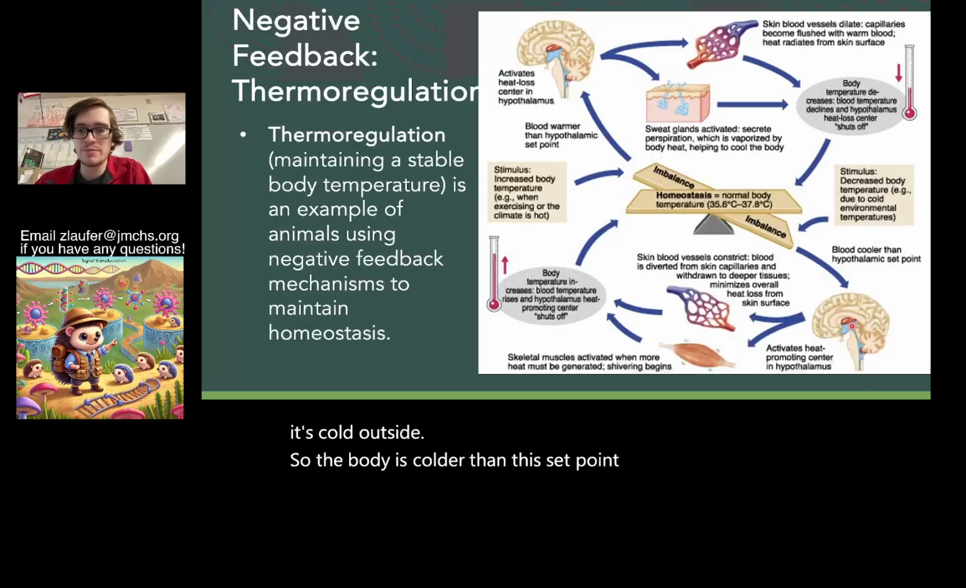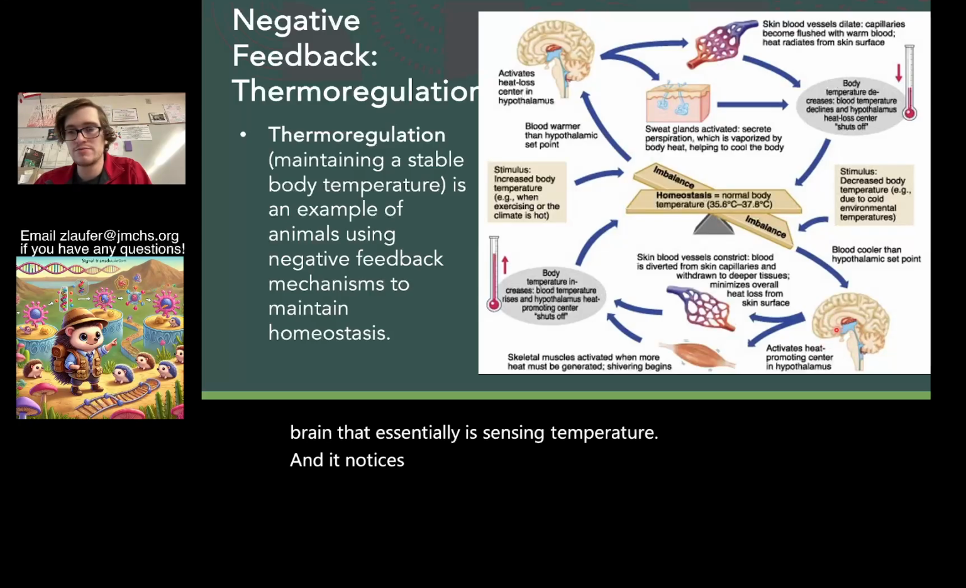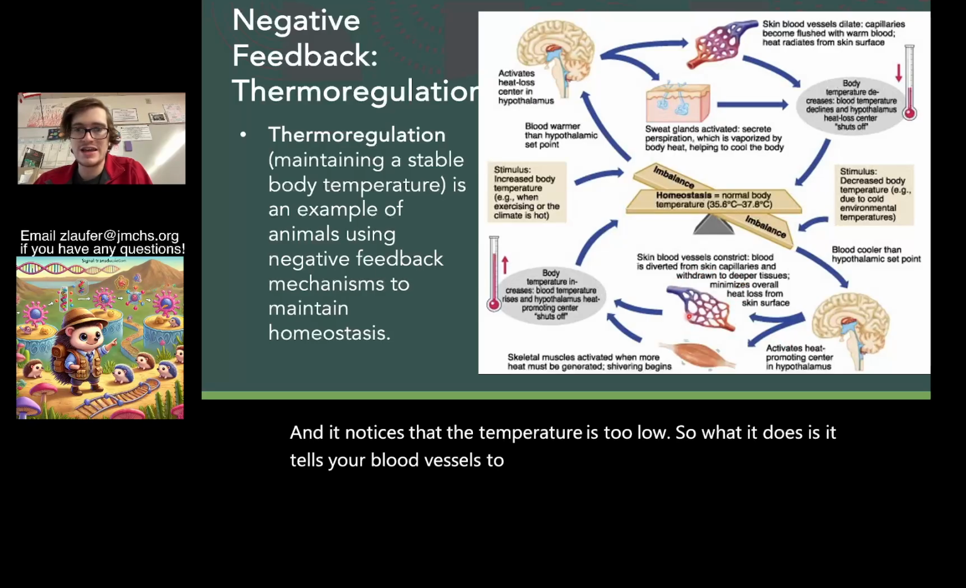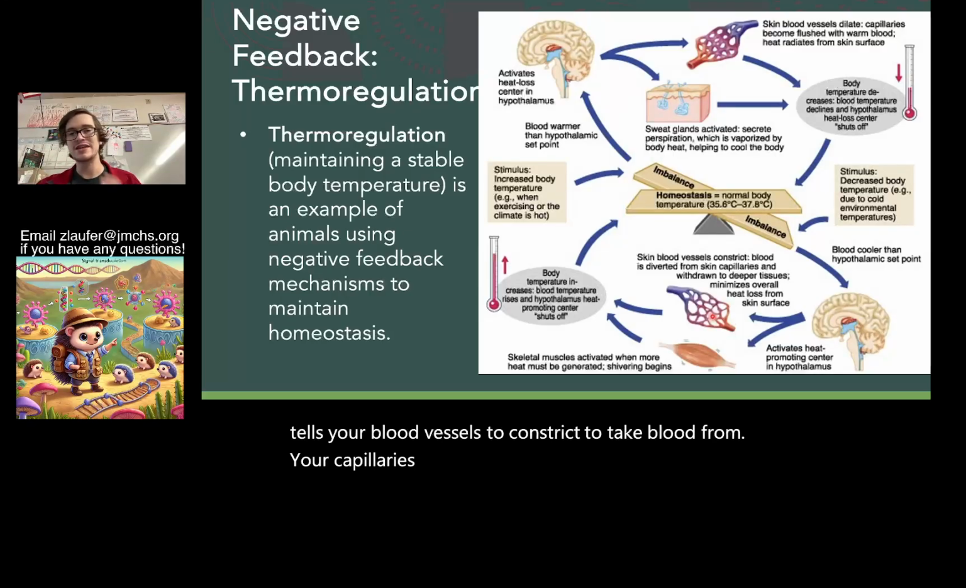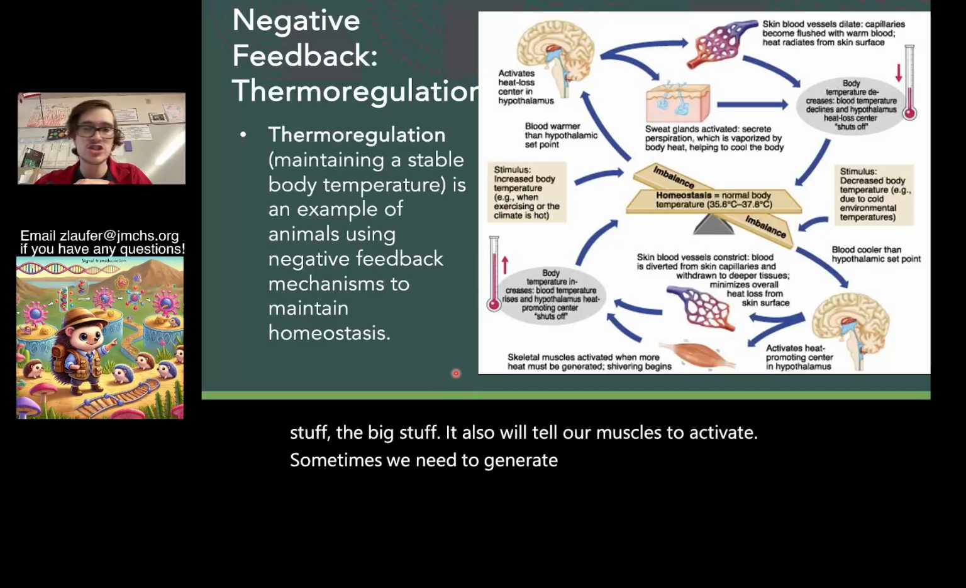You have a region in your brain that essentially is sensing temperature, and it notices that the temperature is too low. So what it does is it tells your blood vessels to constrict, to take blood from your capillaries, and basically keep it at the most important stuff, the big stuff. It also will tell our muscles to activate sometimes when we need to generate heat, and we'll start to shiver.